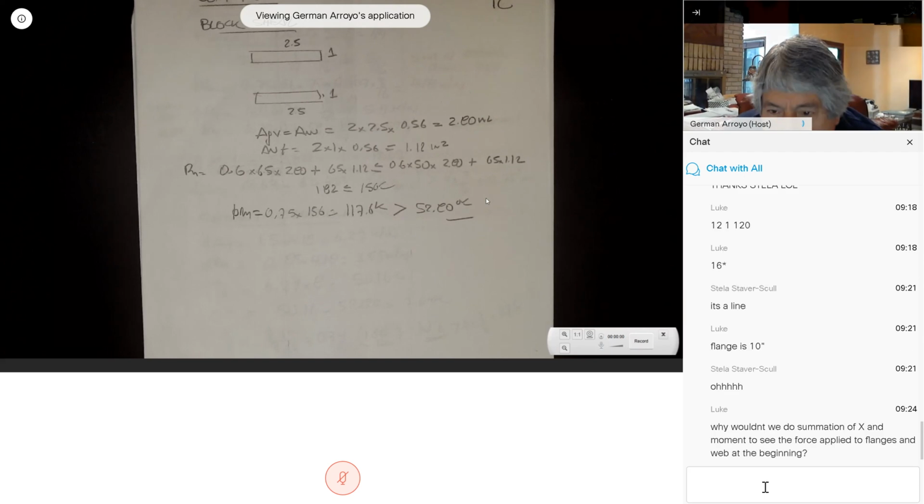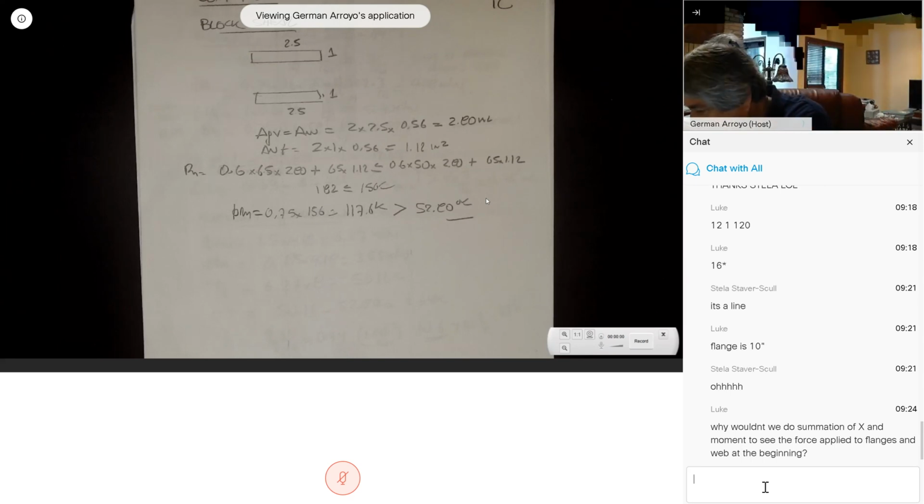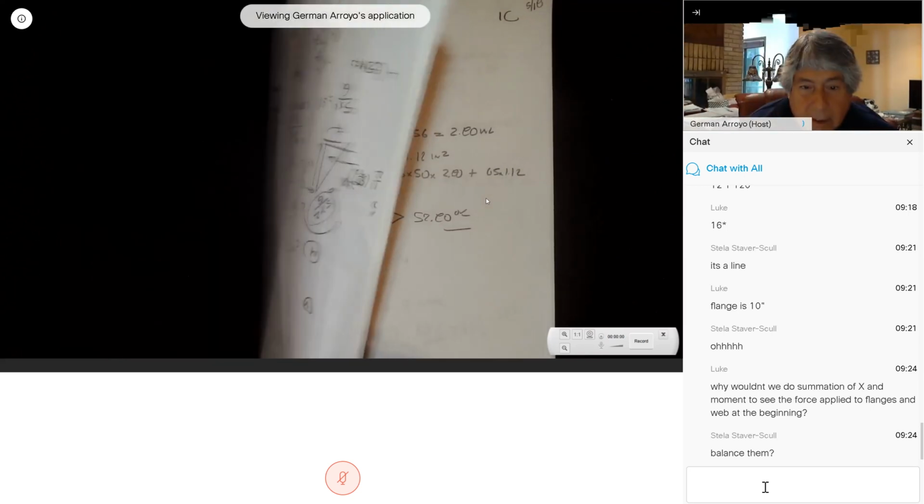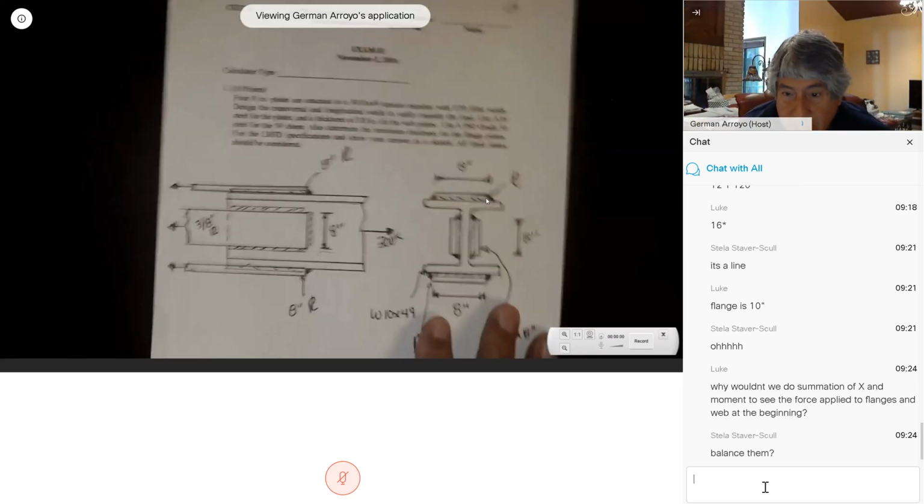Why wouldn't we do summation of x and moment to see the force applied to the flanges and web at the beginning? Oh, this is the beginning.